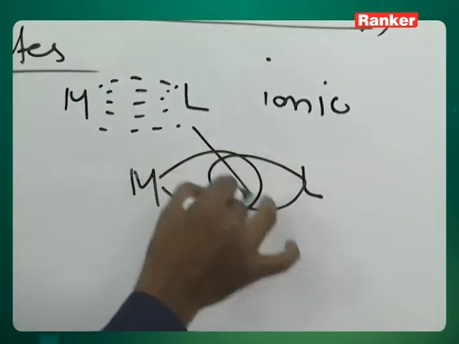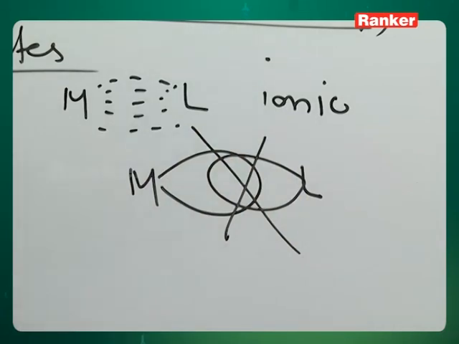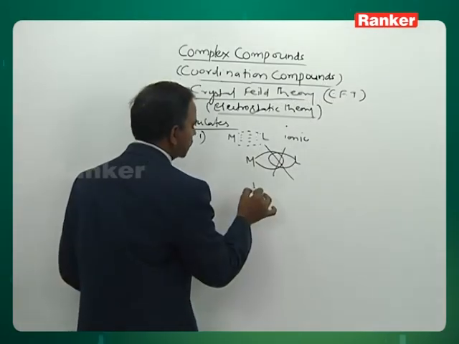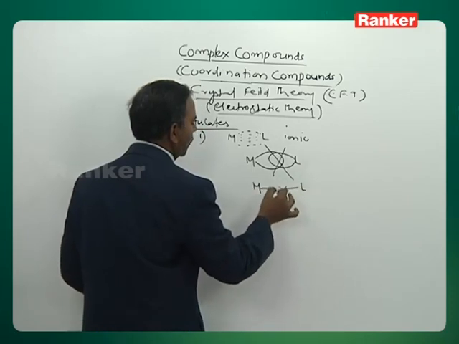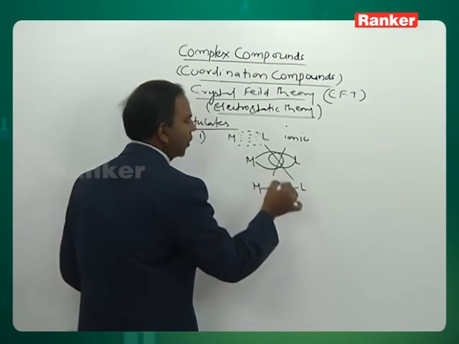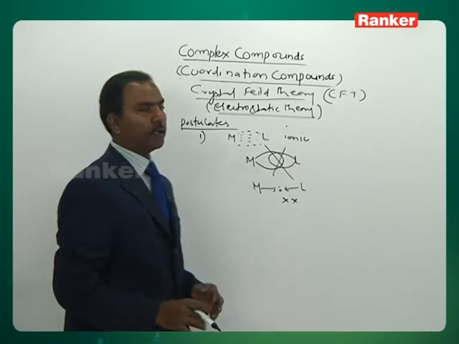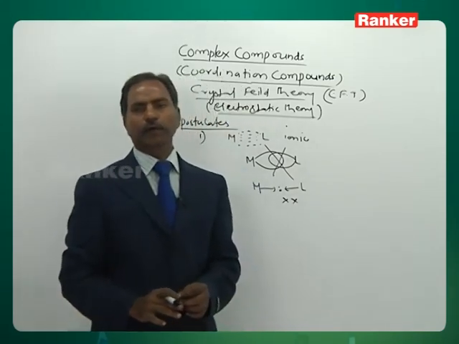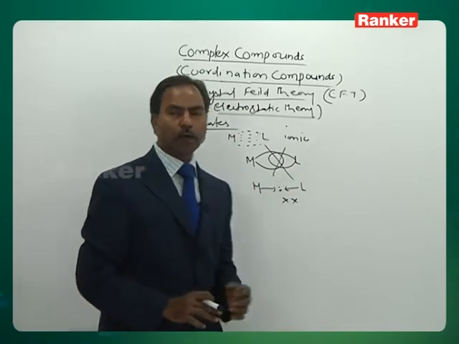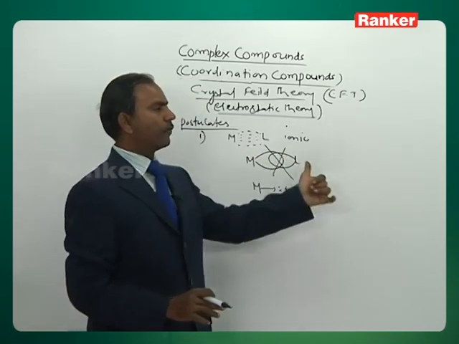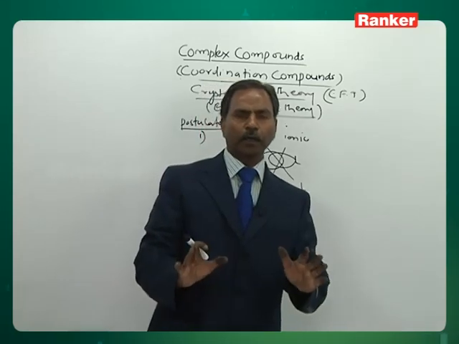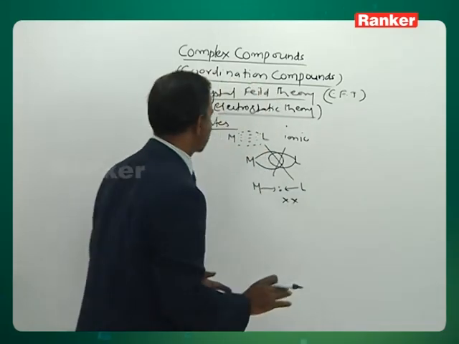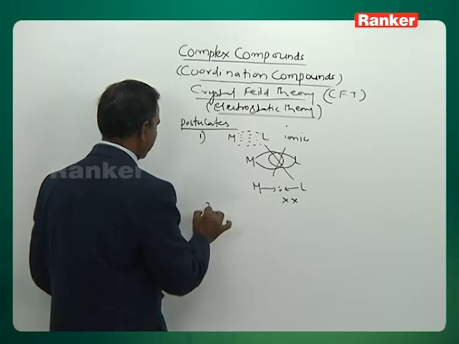What it says is there is no overlapping of orbitals and no transfer of electrons between the metal and the ligand. The metal to ligand bond is purely electrostatic force and it is highly ionic. This is the first postulate of crystal field theory. Next, second.